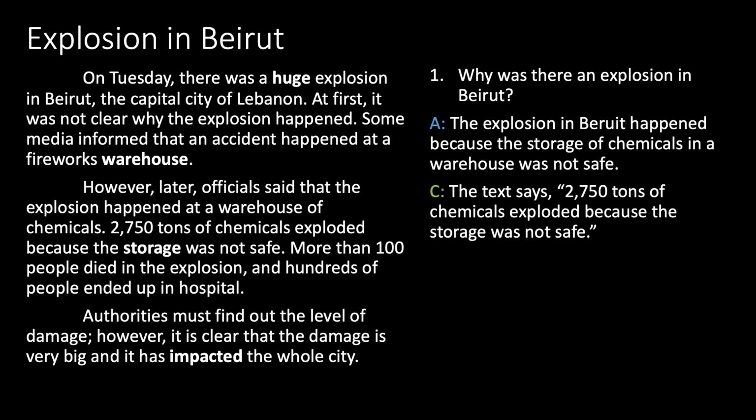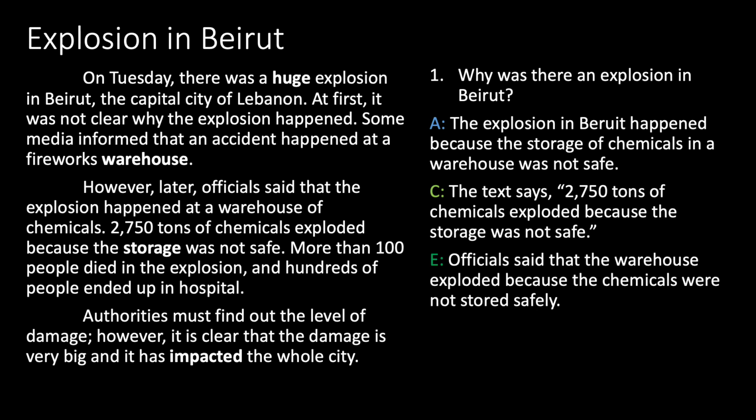And then I'm going to E, explain, which I think is one of the easiest ones. I just have to explain how this, what I cited, connects to my answer. So I said, officials said that the warehouse exploded because the chemicals were not stored safely. It's very similar to what I said for my answer. We're just putting an explanation after my evidence.